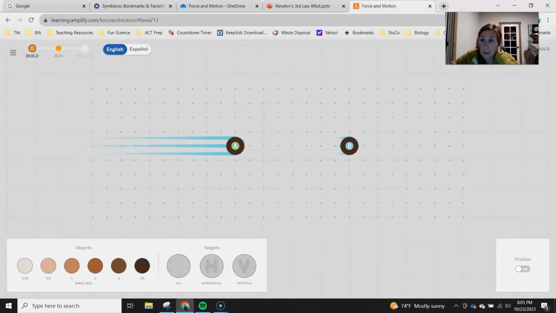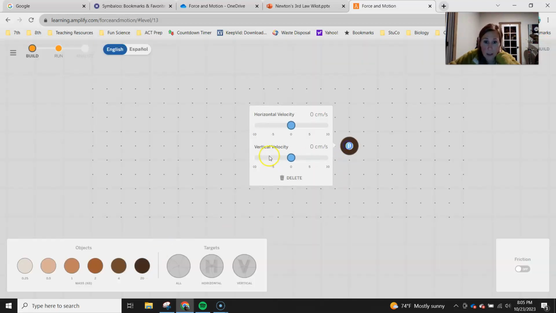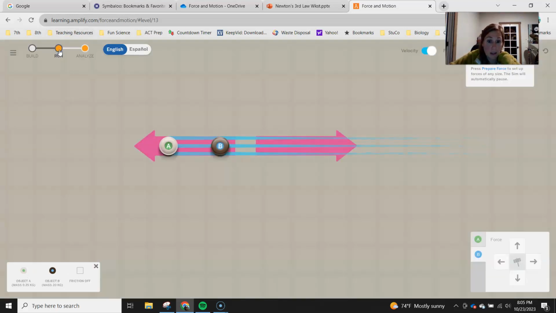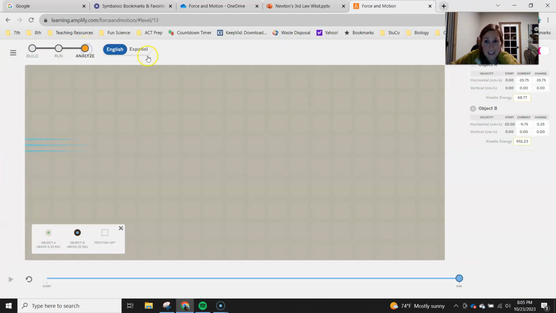So if I choose, let me see, go back to build, I'm going to rebuild, and I'm going to do maybe a really, really heavy object, and I want to move it really fast. Okay, and then my other object I want to be really, really light, and I'm going to have that one just be at rest. Again, it doesn't matter. You guys can choose as long as they're going to collide and that they're different masses for this one. So then I'm going to go ahead and hit run, and then hit analyze.